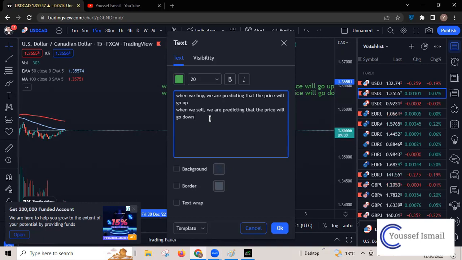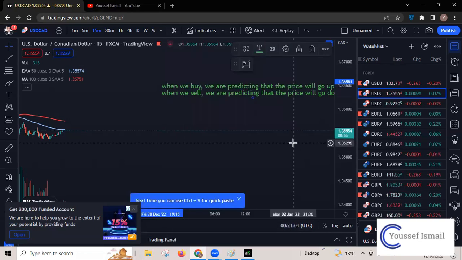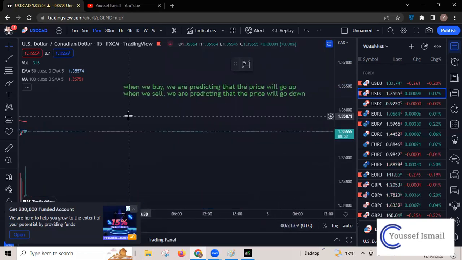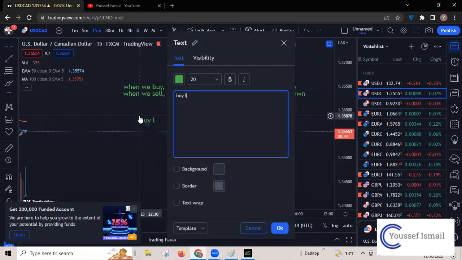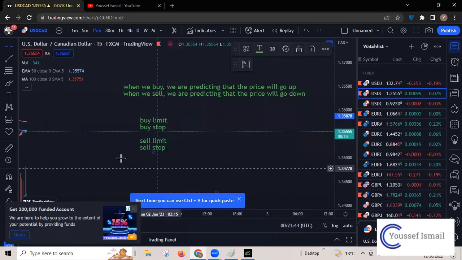The only difference here in the pending orders is that in a buy order, we have two cases, either a buy limit or a buy stop. And for sell, we are having two conditions, which are sell limit and sell stop. Let us write them right there. We have buy limit, buy stop, and also we have sell limit and sell stop. So let us talk first about buy limit and buy stop and the difference between them.